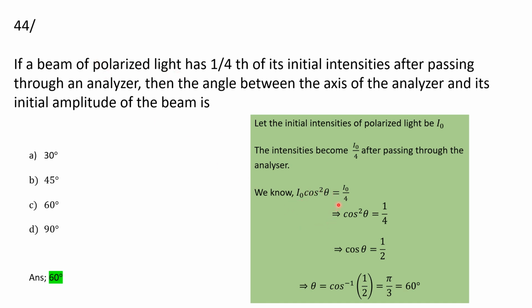So by putting the value here, we can find that I naught cos square theta is equal to I naught by 4, so that cos square theta is equal to 1 by 4, and from here cos theta will be 1 by 2, and theta will be cos inverse 1 by 2, that is pi by 3, and this is 60 degree. So here the final answer is 60 degree.